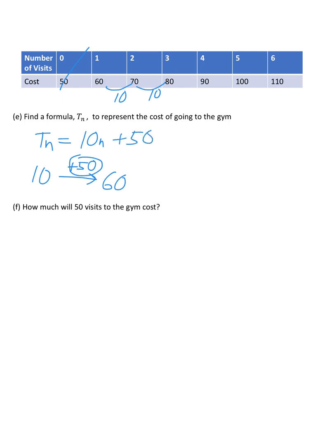If you want to test that, if I subbed in 0 into this, 10 times 0 is 0, plus 50 will get us this term. Let's say the fifth term, if I subbed in 5, 10 times 5 is 50, 50 plus 50 will get us 100.